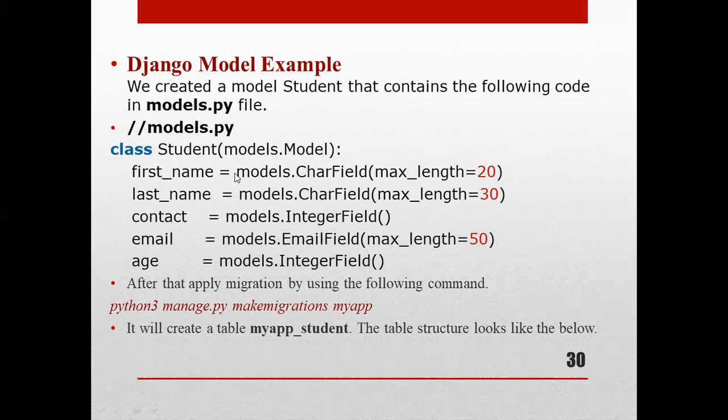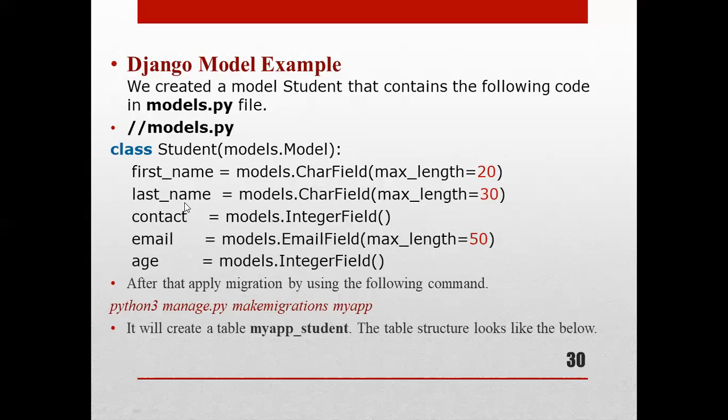Then first_name equals models.CharField, and we pass the option to set the length to 20, like max_length equals 20. Then last_name equals models.CharField, and we provide the option max_length equals 30. Then contact equals models.IntegerField. So this is the integer field. Then email equals models.EmailField, and the maximum length is 50. Then age is also an integer field, so age equals models.IntegerField.